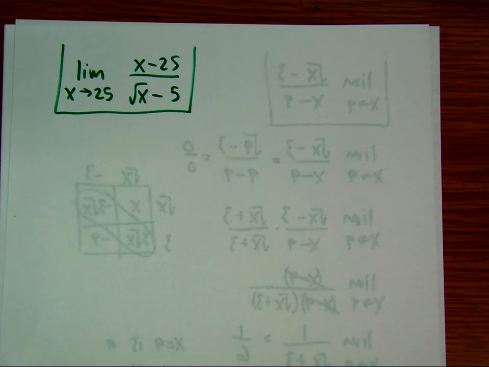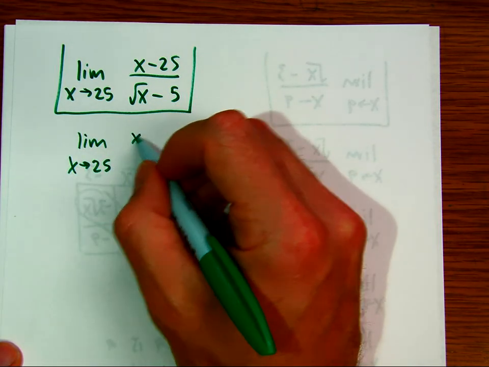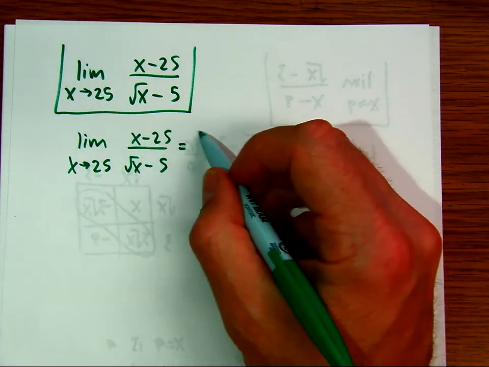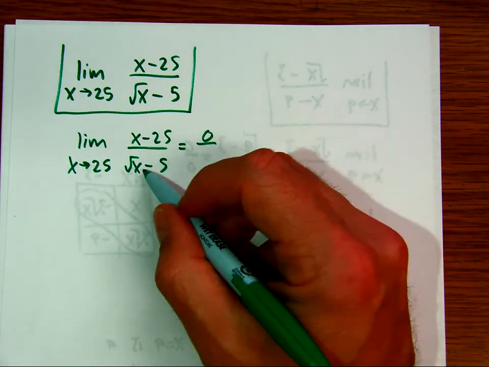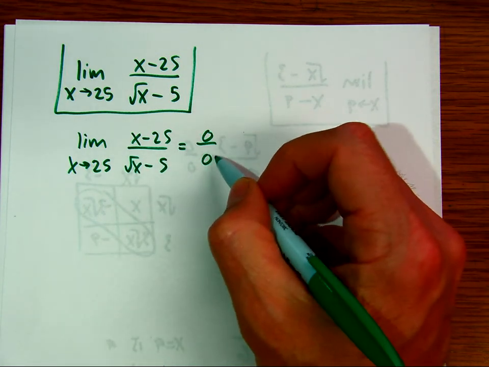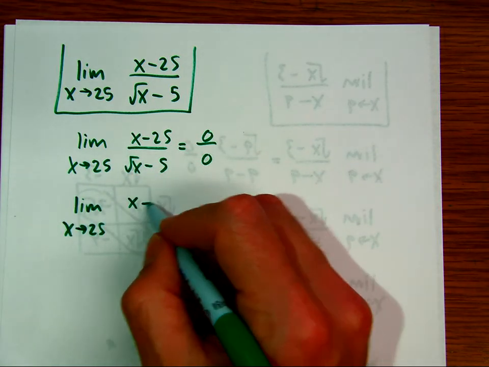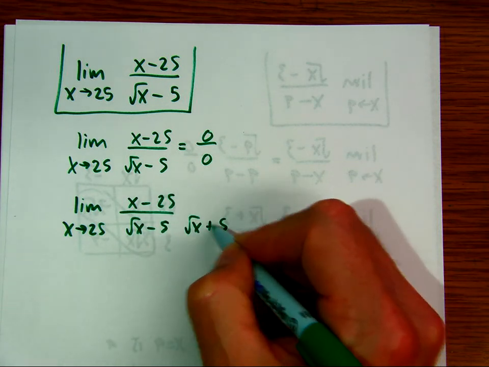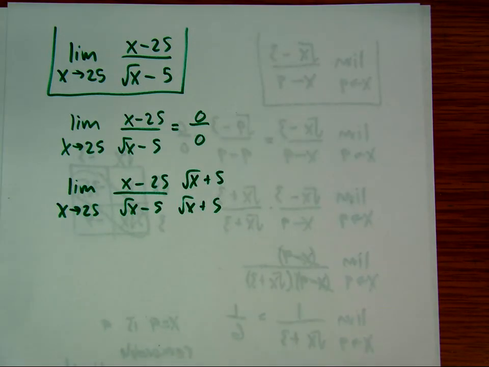All right, pause the video and try that one. Put a 25 in there and we'll get 25 minus 25 is 0. Put a 25 there and we get square root of 25 is 5. 5 minus 5 is 0. Indeterminate. So that means we have to rationalize. We rationalize wherever the radical is. Make sure we use the opposite operation.